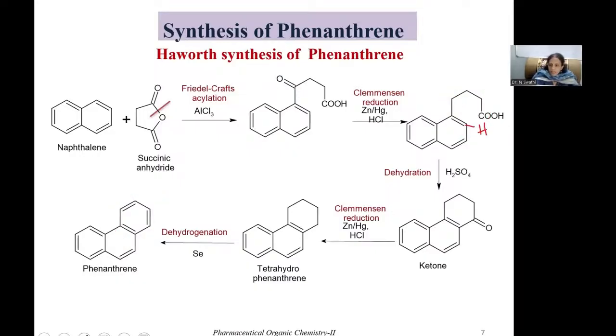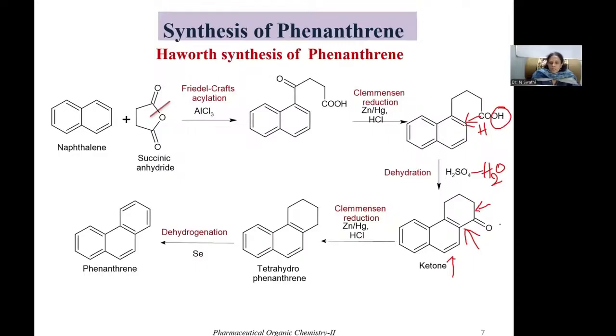During this dehydration, the hydrogen of this aromatic ring system and the OH group from the carboxylic group will be removed in the form of a water molecule. That is how, upon dehydration, this carbonyl group gets attached to the aromatic ring system, and this new bond is formed. That is how cyclization occurs between this naphthalene ring system and this 6-membered ring system.